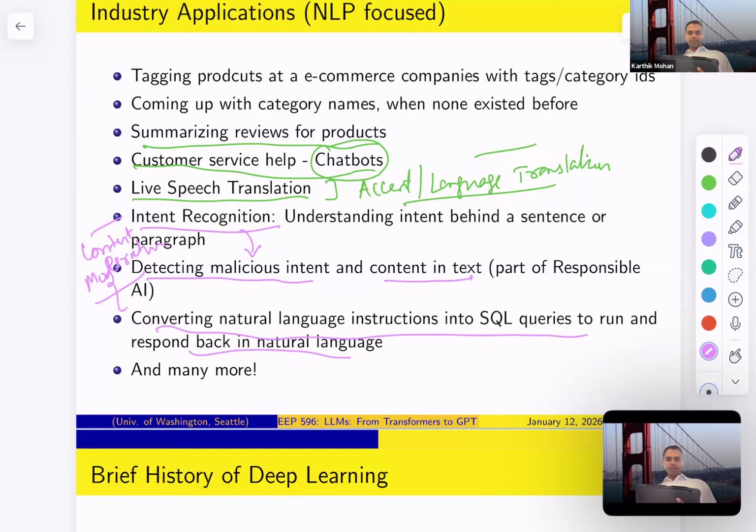This was very novel earlier, but now, you can still have mistakes and hallucinations here. But converting natural language into a structured query language, getting the result, and then generating it back, right? And many more. So there can be many more applications in the industry.